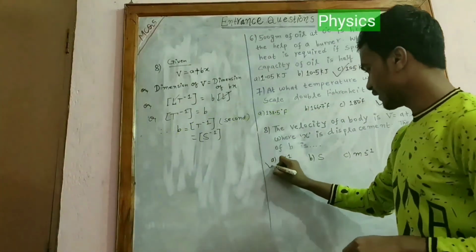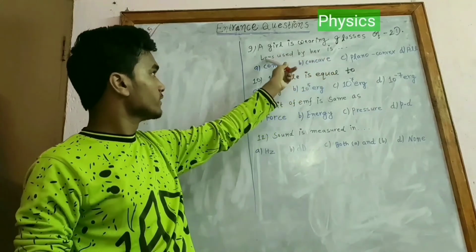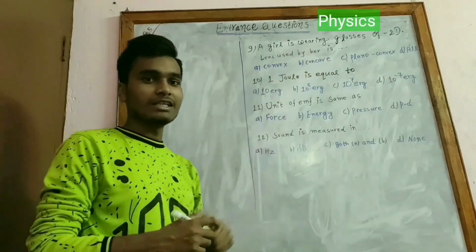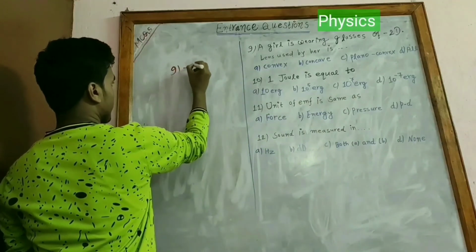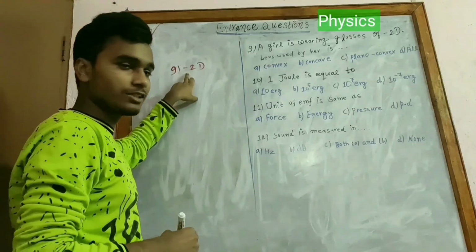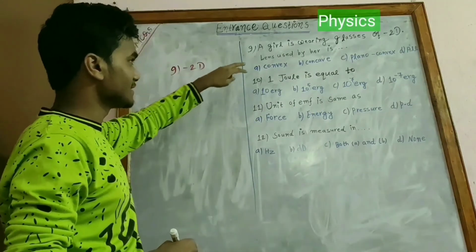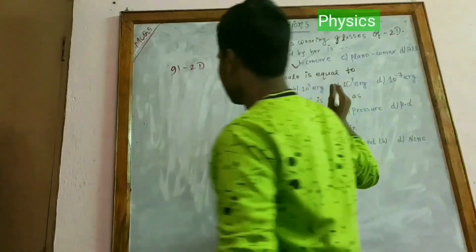Therefore option A is the answer. Carl is wearing a glasses of minus 2D. Lens used by him is, if there is minus 2D, if there is minus sign, then it indicates concave lens, and he is using concave lens. So answer is B, concave lens.